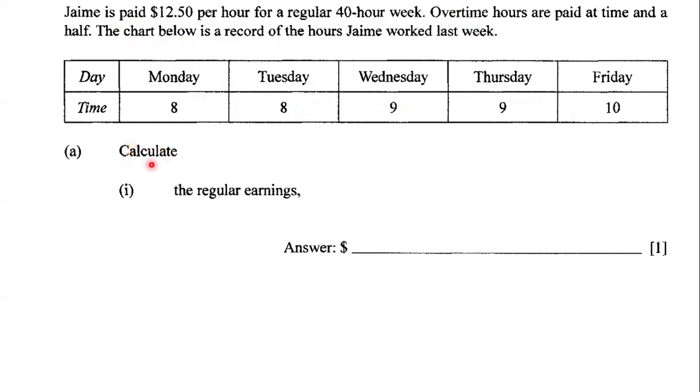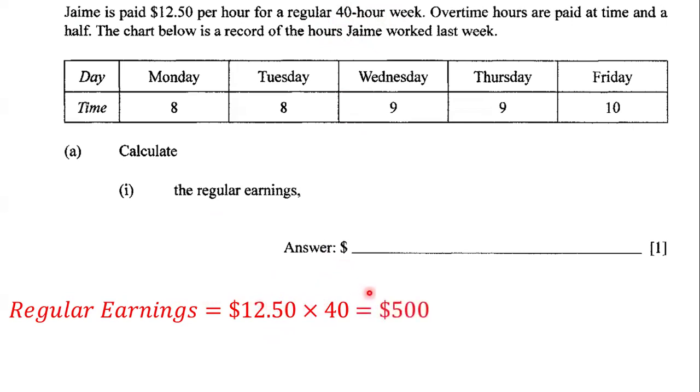And so the question asks us, calculate the regular earnings. In order to figure out her regular earnings, we're going to take how much she is paid hourly, which is $12.50, and multiply it by 40, because that's her regular 40-hour work week. So her regular earnings without overtime is $12.50 multiplied by 40, which gives us 500. And so our regular earnings is $500.